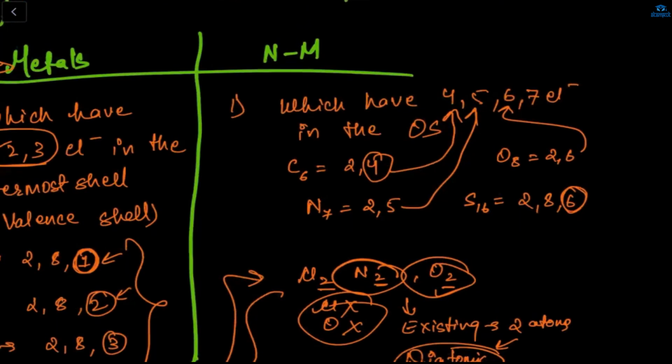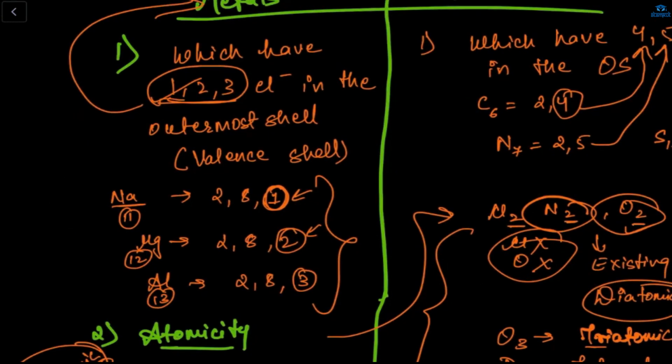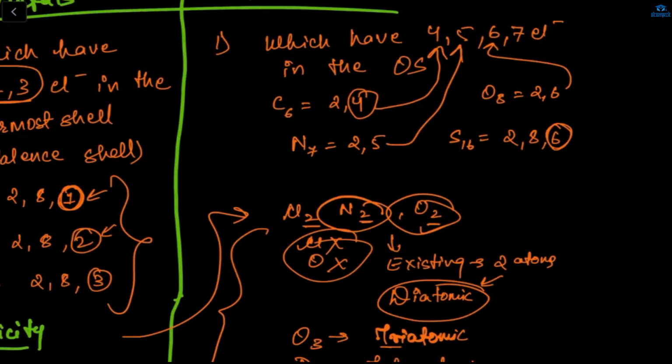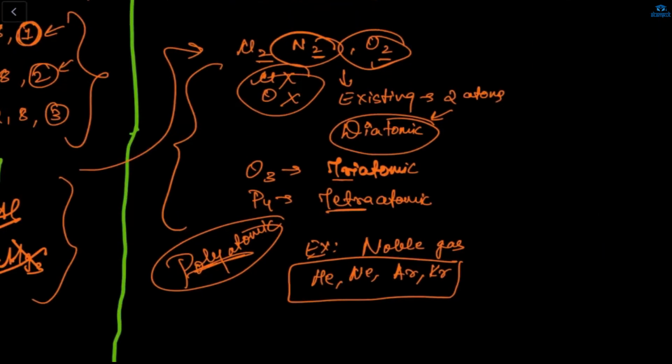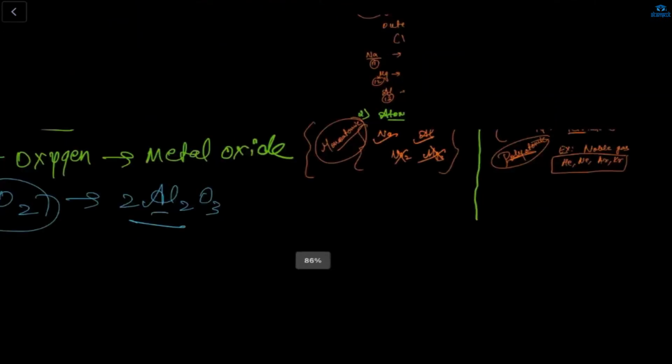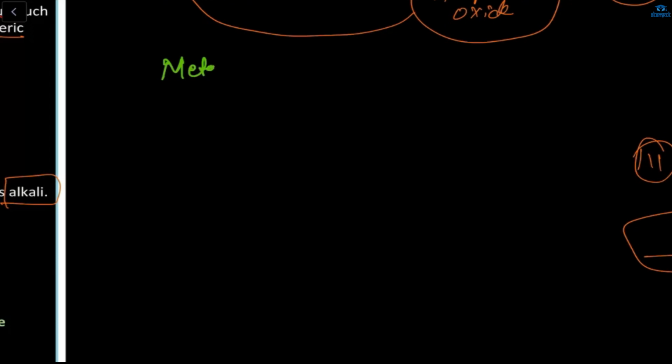Okay, and here we'll check that in the last shell, if the valence electrons are 1, 2, or 3, then we'll say it is a metal. If it is more than 3, then it will be a non-metal. Atomicity also: in the metal it is always mono, meaning only one atom, and in the non-metal it is poly. So next here.